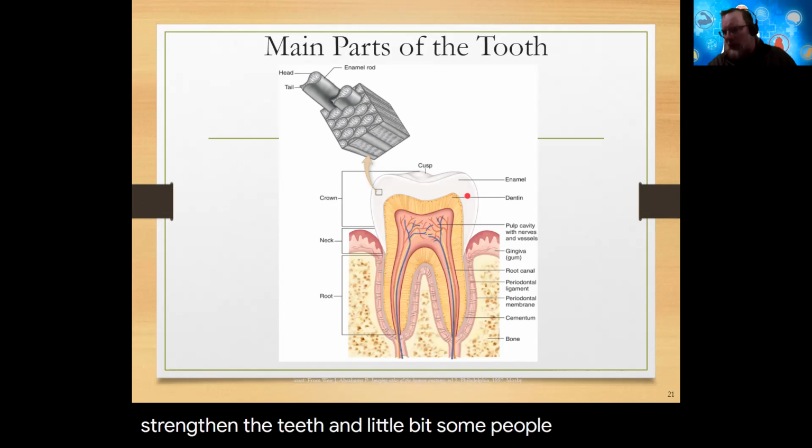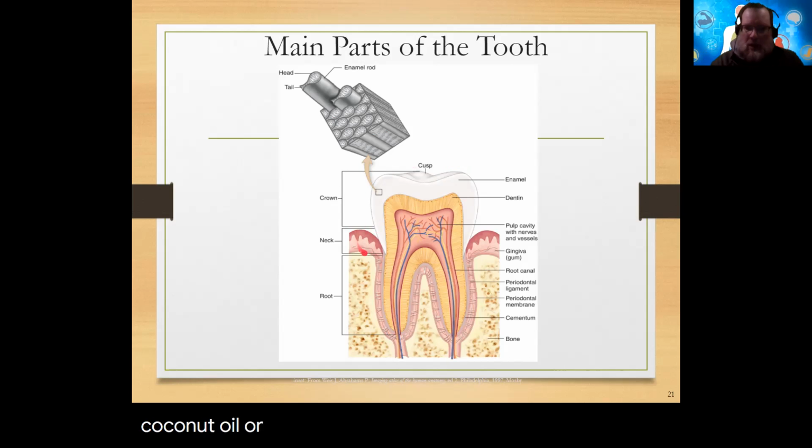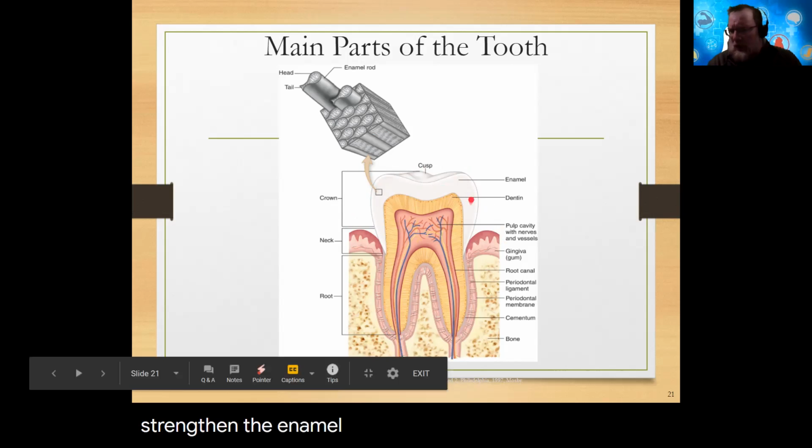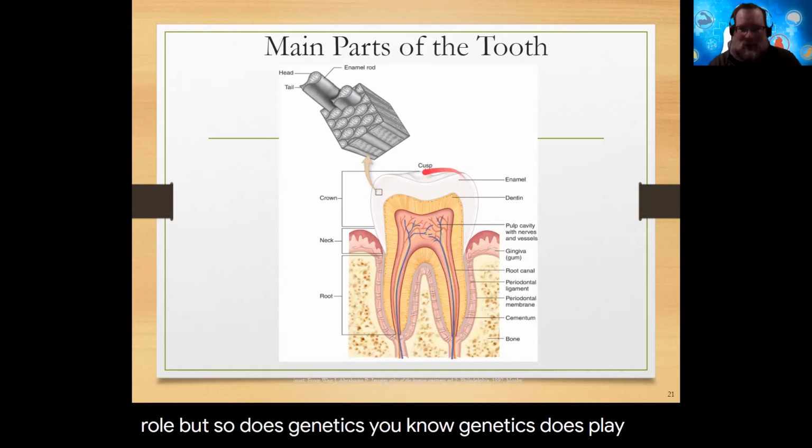Some people pull with coconut oil, or they'll pull with different viscosities of oil. And then, you don't want to drink that. Of course, you'd spit it out. But yeah, some folks do pulling to help strengthen the enamel. Anyway, nutrition plays a big role, but so does genetics. Genetics does play a role as well.